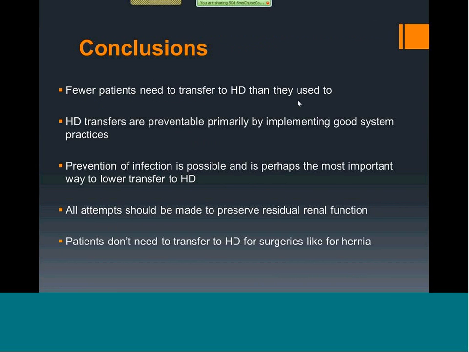So this is my last slide. These are my takeaway points for you. Fewer patients need to transfer to HD than they used to. Transfers are preventable, primarily by implementing good system practices. Infection is preventable, and is perhaps the most important way to lower transfers to hemodialysis. Attempts should be made to preserve residual renal function, and patients don't need to transfer to hemodialysis for surgeries like hernia. Thank you for your attention, and we can open up for Q&A now.